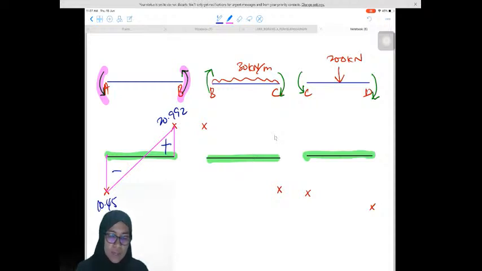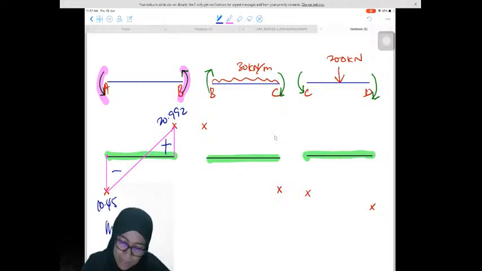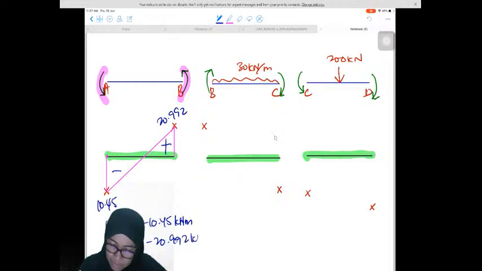So normally, what I can conclude is for two values, we have MAB and MBA. In the table, MAB is negative 10.45 kilonewton meter and MBA is equal to negative 20.992 kilonewton meter. This is in the table. So please remember that.